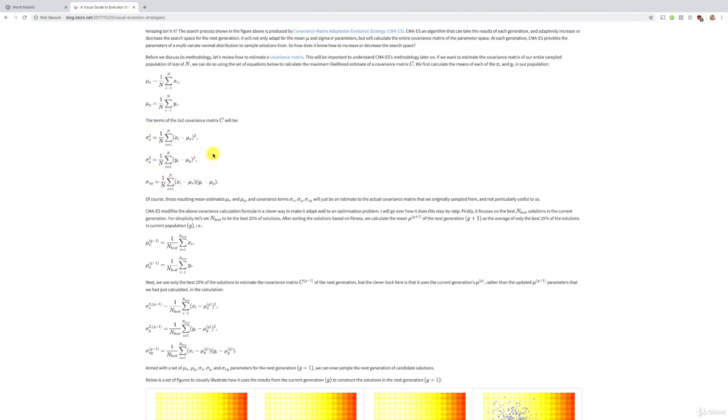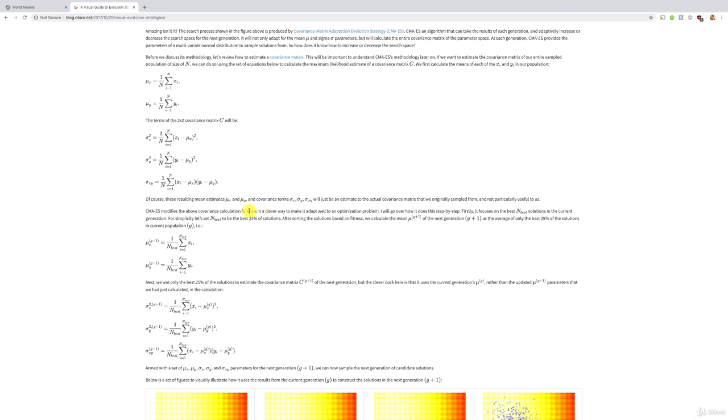But then the covariance matrix, as it is right here, will not be useful for the evolution strategy because that's an estimate of the actual covariance matrix that we originally sampled from, and what we want to do instead is to have another covariance matrix which will allow us to sample the next generation of parameter solutions. And so that's where CMAES comes into play, because it will modify the classic computation of the covariance matrix by first only keeping the 25% best solutions from the current set of sampled solutions.